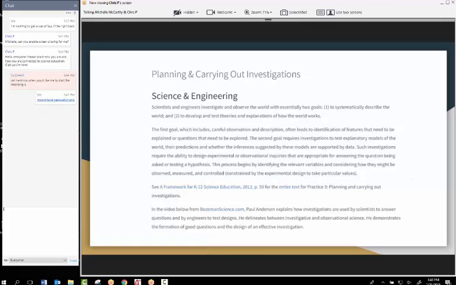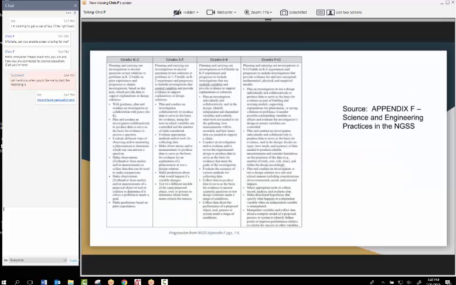Perfect, thank you. Science and engineering, planning and carrying out investigations, is really about observation and description. Whenever we're looking at science, we're trying to understand or explain phenomena, and in engineering, we're trying to define a problem and then ultimately solve it. On this page, we have the progressions from K-2 all the way up to 9-12.